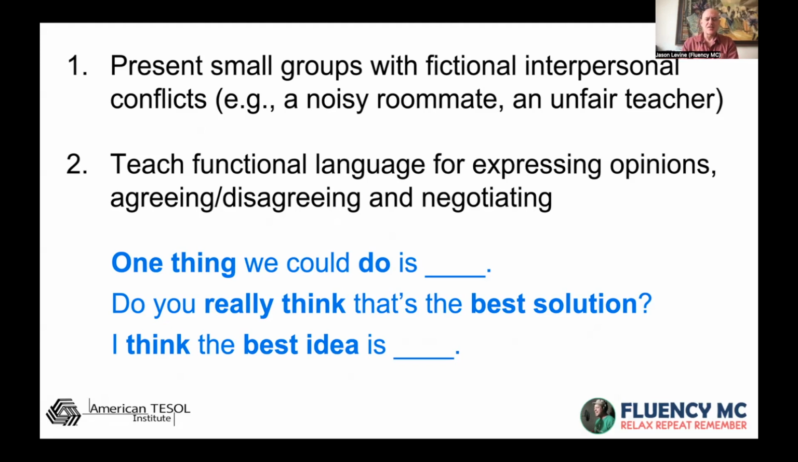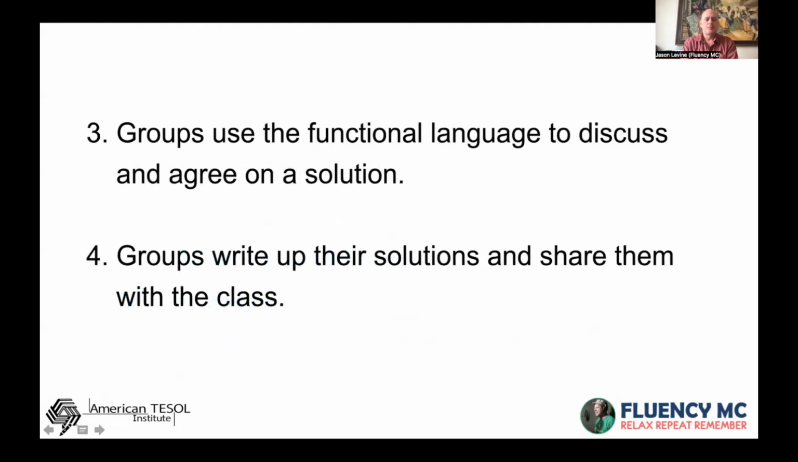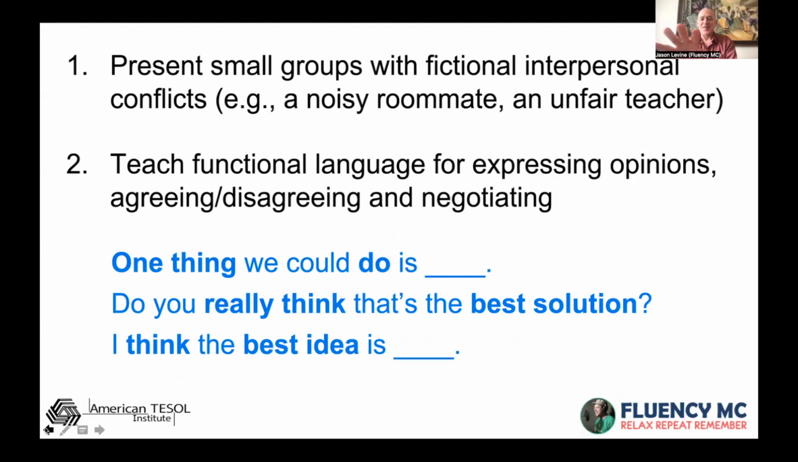Here again with the sentence stress. One thing we could do is, do you really think that's the best solution? I think the best idea is... Sorry, let me go back. I'm getting confused. So each group, let's say there are 3 people in a group, you've got a fictional scenario that's different for each group. Sorry, fictional scenario, I was getting my fictional and functional mixed up.